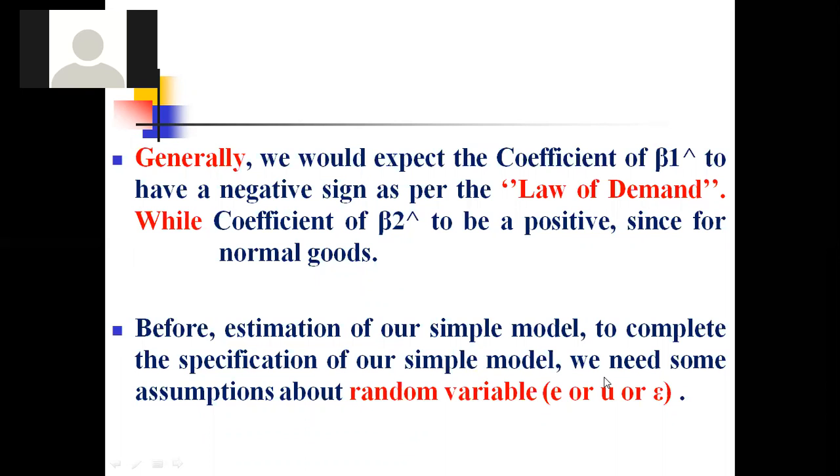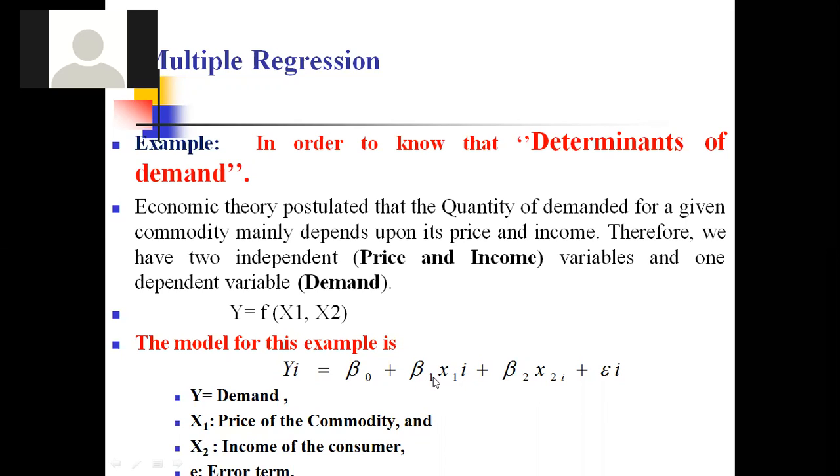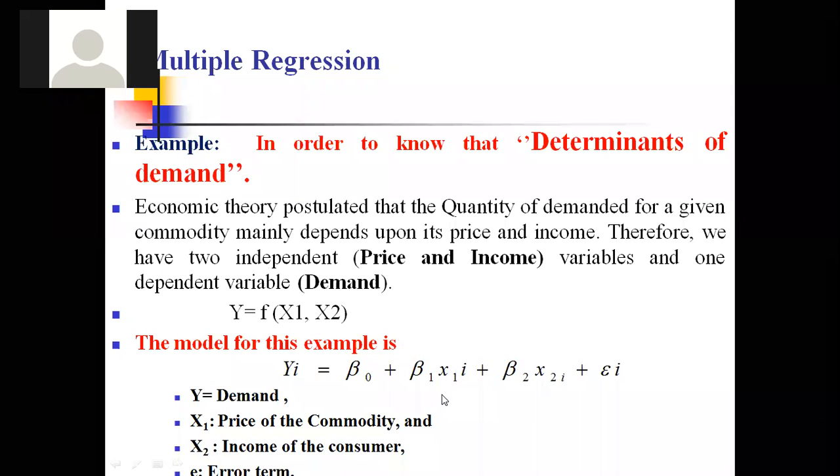Generally, we can expect the coefficient beta 1, the price coefficient, to have a certain sign. Do you think the price affects demand positively or negatively? Generally, we would expect beta 1 to be negative, because there is a negative relationship between price and demand as per the law of demand. The law of demand says there is an inverse relationship between price and demand. When the price increases, demand falls; when the price decreases, demand increases. That's why the expected beta 1 is negative.